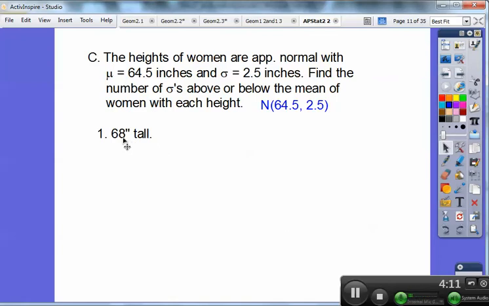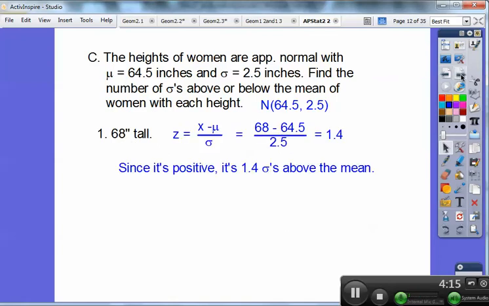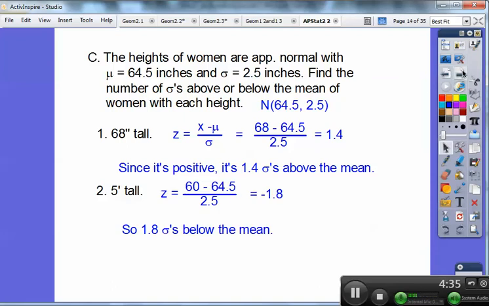So this is my x. My z-score is x minus mu, divided by the standard deviation. Here's the mu, here's the standard deviation, and this is the x. I get 1.4. Since it's positive, 68 inches is 1.4 standard deviations above the mean. Remember, z is how many standard deviations. Five feet tall is 60 inches. So x is 60 this time, minus 64.5, divided by 2.5, and I get negative 1.8. It's negative, so that means it's 1.8 standard deviations below the mean.